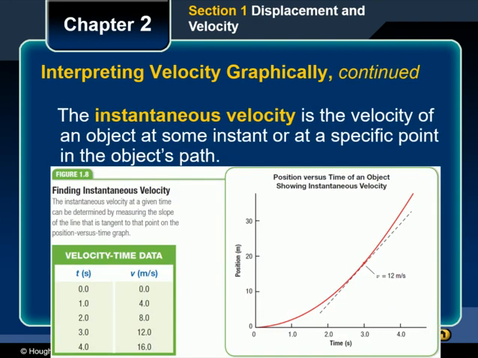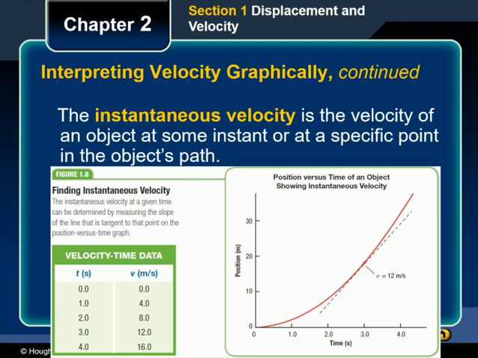Now consider an object whose position versus time graph is not a straight line but a curve, like the one shown on the screen here. The object moves through larger and larger displacements as each second passes. Thus, its velocity increases with time. For example, between t equals 0 seconds and t equals 2.0 seconds, the object moves 8.0 meters and its average velocity in this time interval is 4.0 meters per second, because the average velocity is equal to 8.0 meters divided by 2.0 seconds.